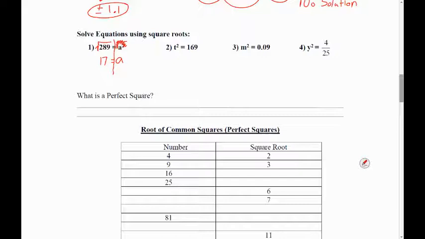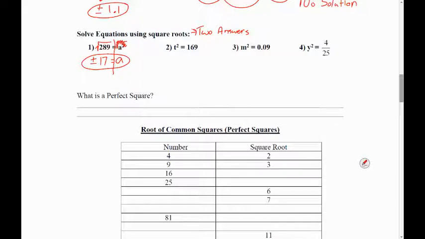Now, the only difference is in our book, okay, when we're talking about solving equations, we're going to have 2 answers here, okay? So I briefly talked about it on the page before this. So 17 times 17 is 289, but so is negative 17 times negative 17. So we're going to add the positive and the negative sign in front of that. So I want both answers.